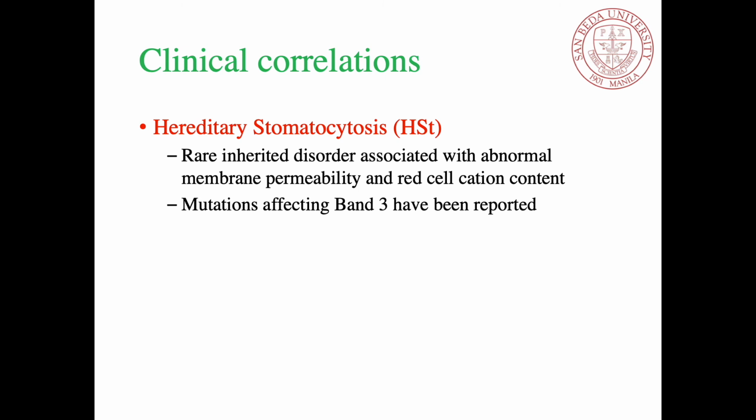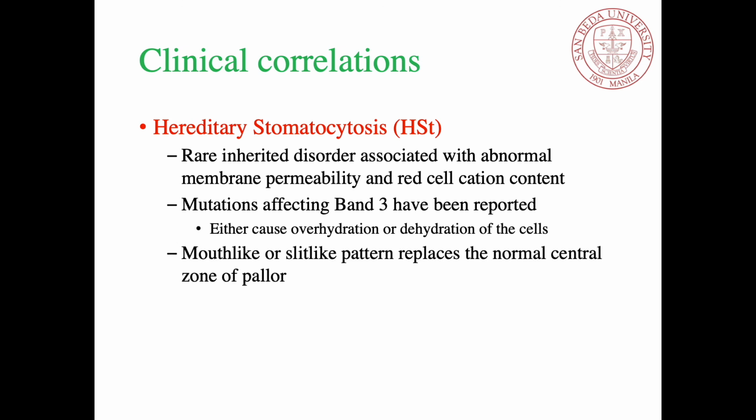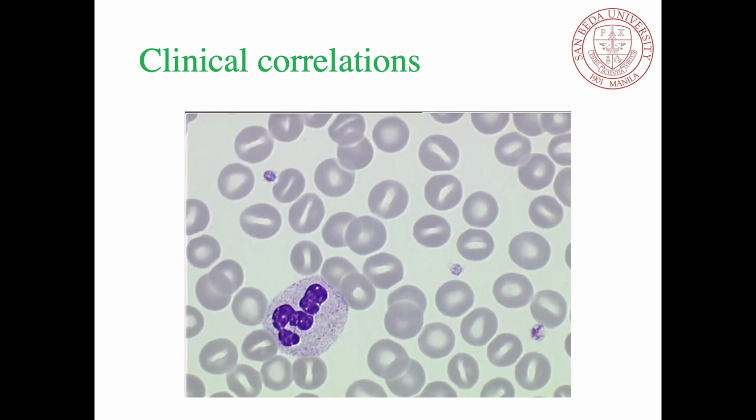HST-associated mutations in the gene encoding band 3 are believed to turn the anion exchanger into an unregulated cation channel. Now, this abnormality in ion exchanger function then results in either overhydration or dehydration of the RBCs. Recall as well that band 3 also contributes to the structure of the RBC cytoskeleton by linking ankyrin to the RBC membrane. Abnormalities in band 3 can also lead to RBCs having the shape of a uniconcave cup instead of having the normal biconcave shape. This results in RBCs acquiring a mouth-like or slit-like pattern that replaces the normal central zone of pallor, as you can see in this image.